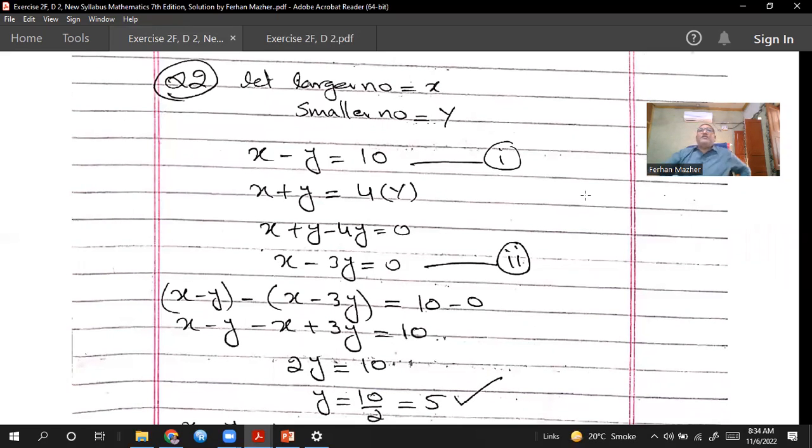So I will rearrange this second equation. You will have x plus y minus 4y equals 0. So it will be x minus 3y equals 0. So this is my first equation. This is my second equation.